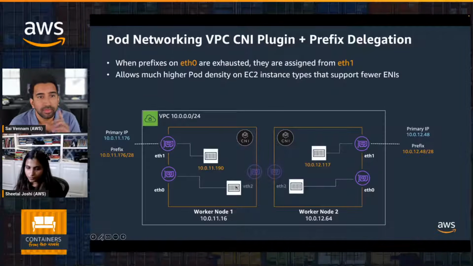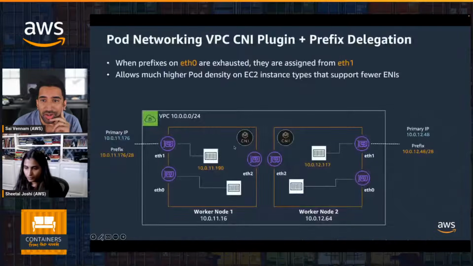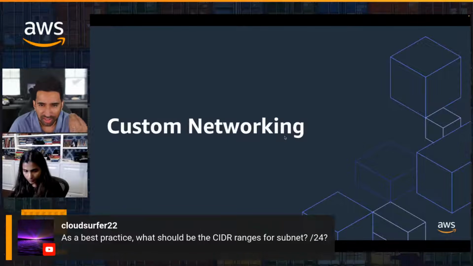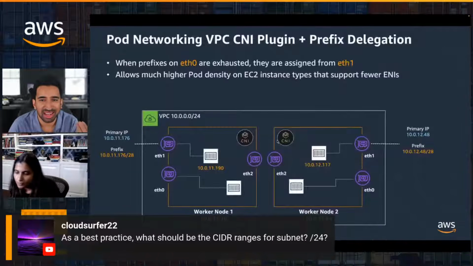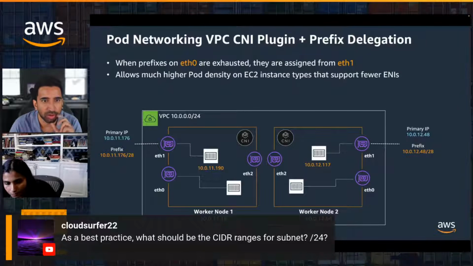So Sheetal, we've got a couple of questions coming in, and I want to bring those up while you have that chart up. From Cloud Surfer 22: as a best practice, what should be the CIDR ranges for a subnet? Of course, I think we're talking about a subnet in a VPC. If I understand, these subnets need to have at least 6 IP addresses that EKS will use itself. So I think the recommendation is at least /16, but we're seeing /24 in your subnet, correct?